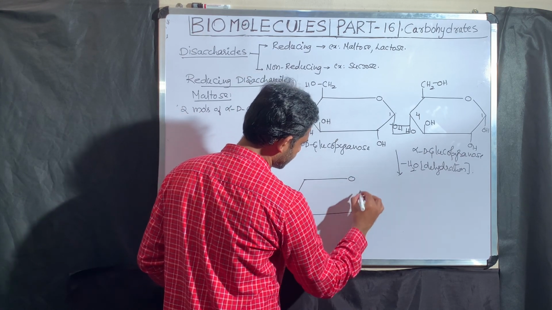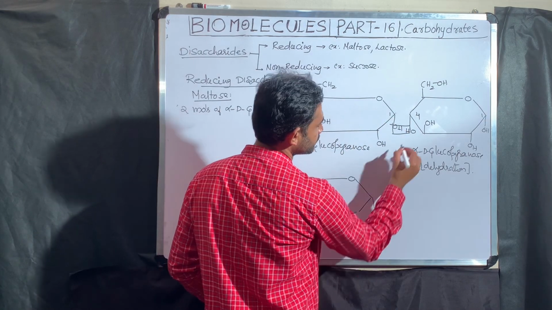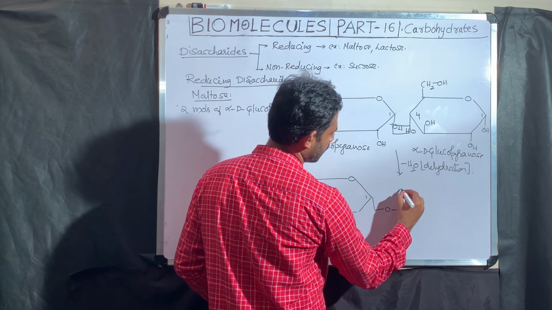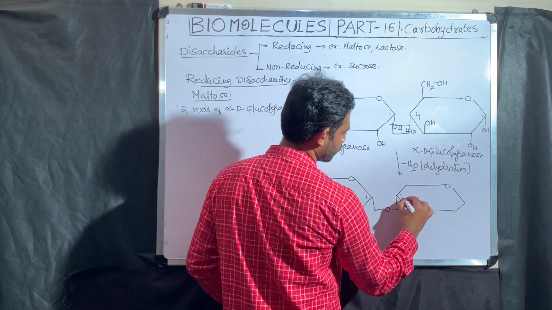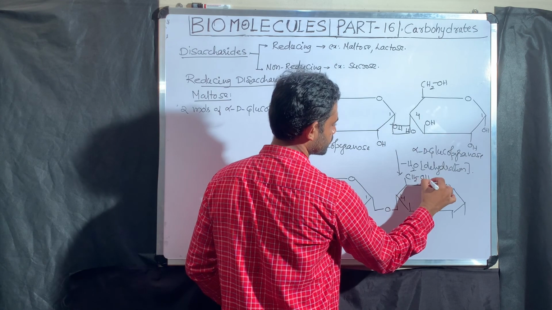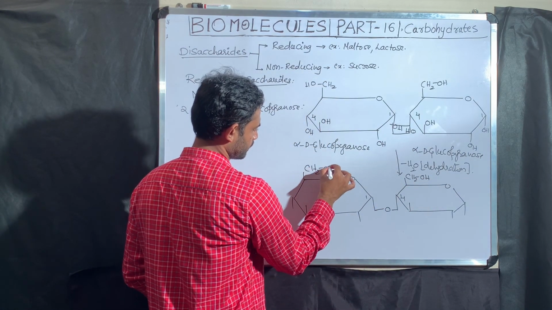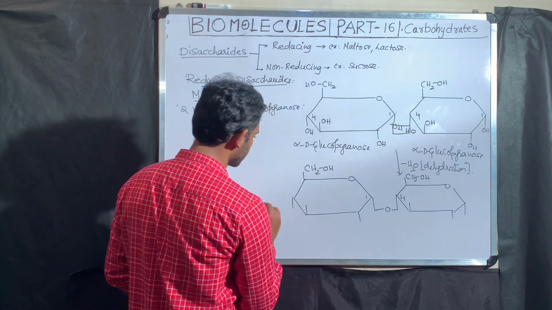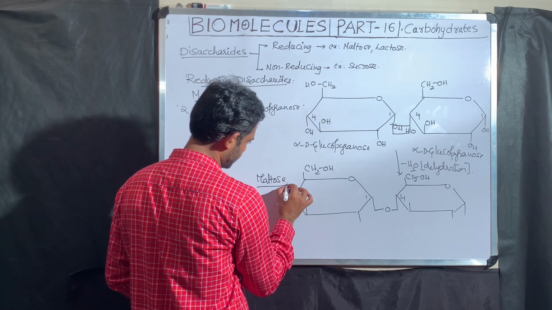Same thing will come. What is the difference? You need to understand. This is the first carbon. Here remaining oxygen. Now, this is the fourth carbon. Remaining I am filling here like this, CH2OH. See, this line indicates the OH group. This structure is called maltose.